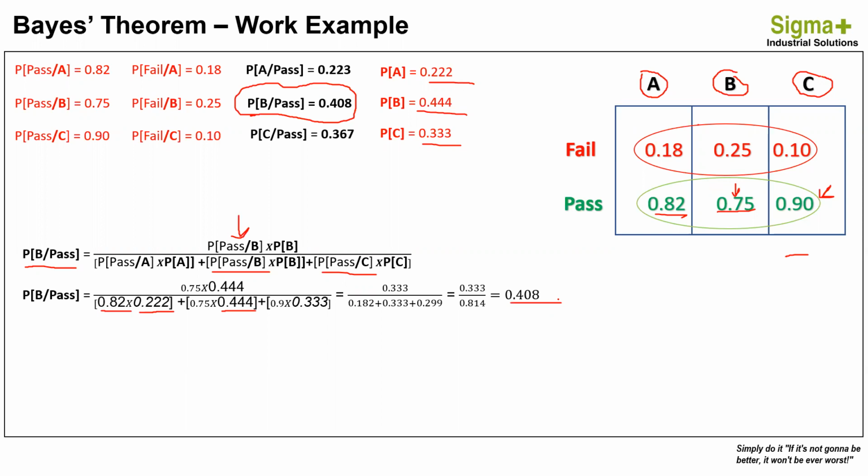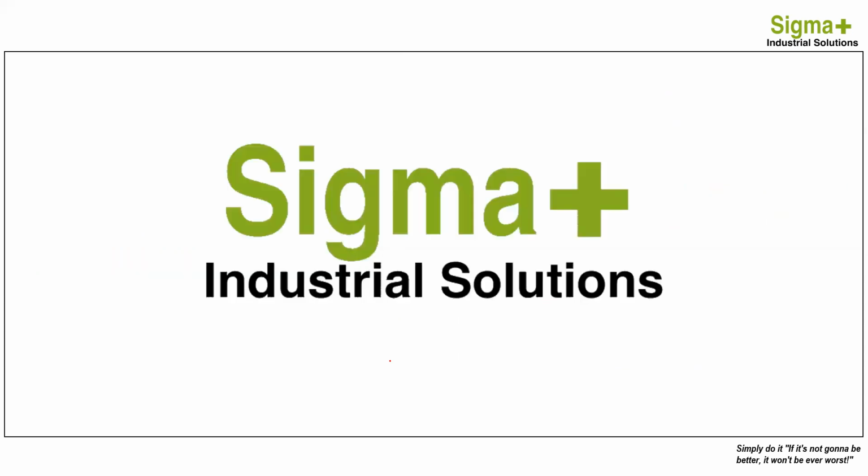Now you can continue doing those exercises if you want to calculate the probability of A subjected to the condition that it is a pass, or the probability of C subjected under the condition that it is a pass product, and utilize the Bayes theorem. Okay, so at the end of this video, I hope that I could explain to you the Bayes theorem.